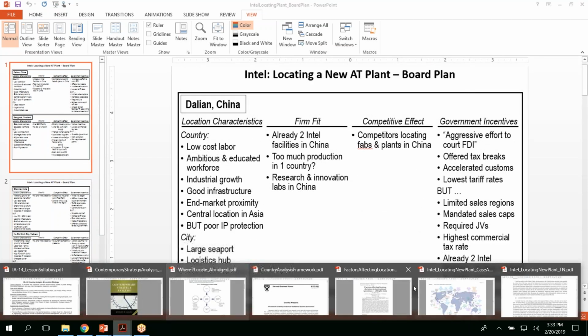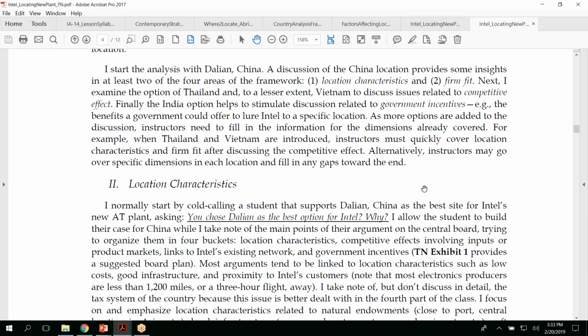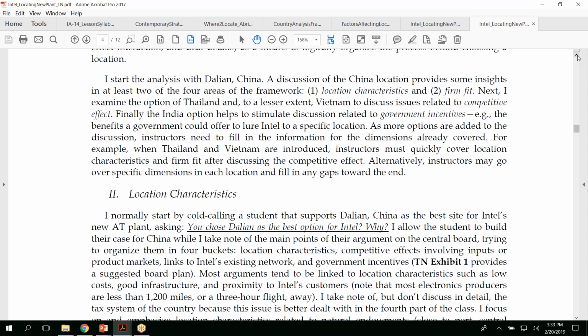Now, here's the teaching note. Go back to the teaching note for a second. He actually does exactly that. You'll see, as he says here, he normally starts by cold calling a student that supports Dalian, China as the best site for Intel's new AT plant, asking why. Right? He actually indicates that, in his experience, students tend to support the Chinese and Indian options.